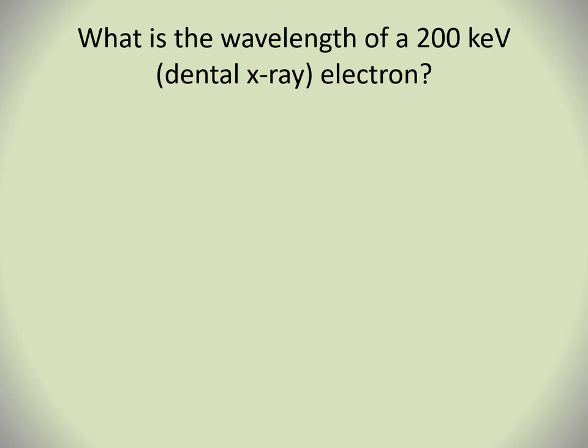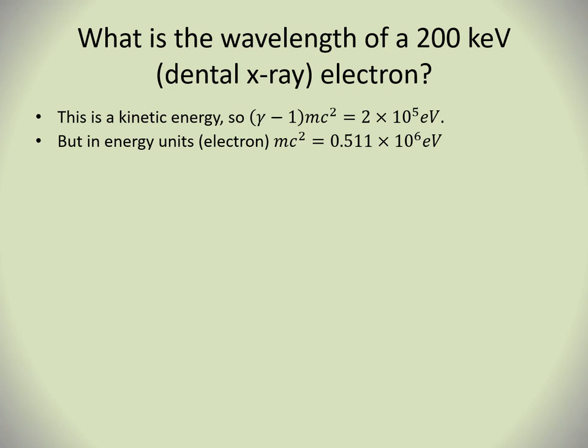Well, this 200 keV is a kinetic energy, so we use the relativistic kinetic energy formula. (gamma minus 1) times mc squared is equal to 2 times 10 to the 5 eV. It's handy to use energy units for the mc squared of the electron, because that's 0.511 times 10 to the 6 eV. Then the units conveniently cancel, and it's easy to get at gamma. So gamma turns out to be 1 plus 0.2 over 0.511.